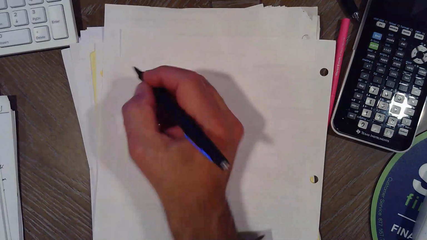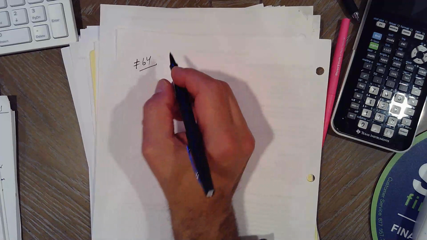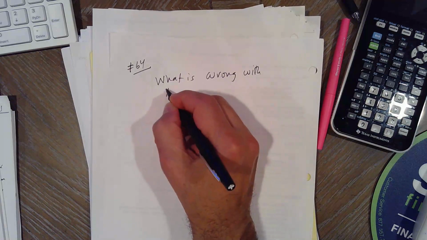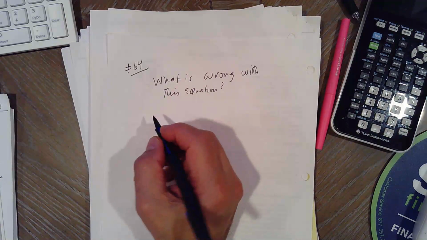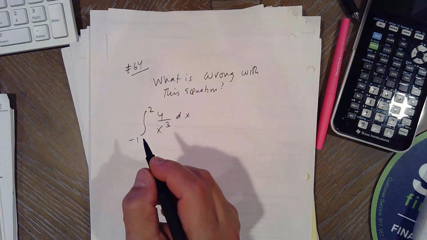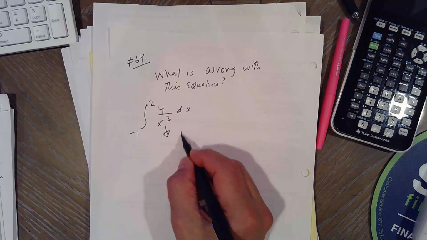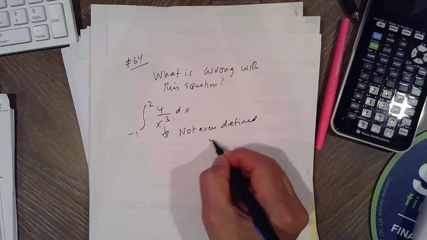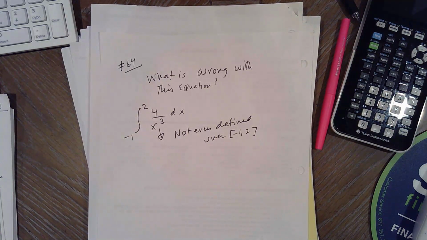Okay, number 64. It says, what is wrong with this equation? The integral from -1 to 2 of 4 over x cubed. Well, if you look at 4 over x cubed, it's not even defined, let alone continuous, over -1 to 2. At 0, it's undefined. So that's what's wrong with this integral.